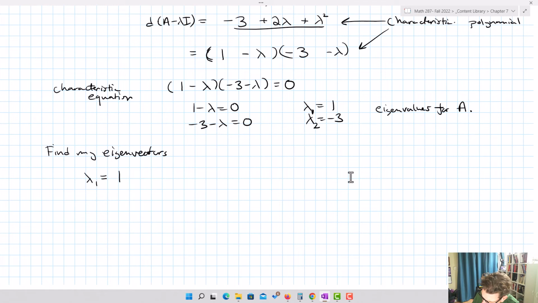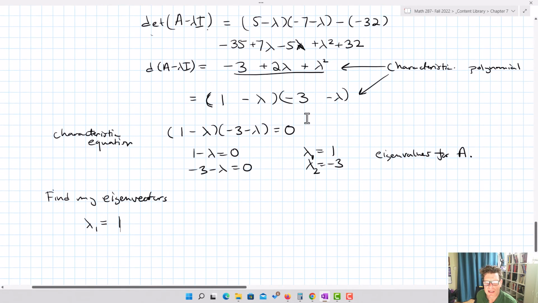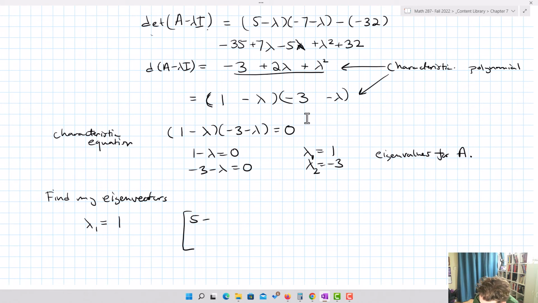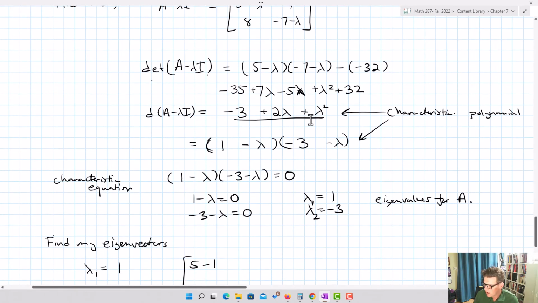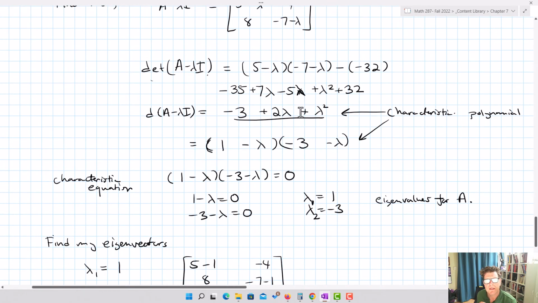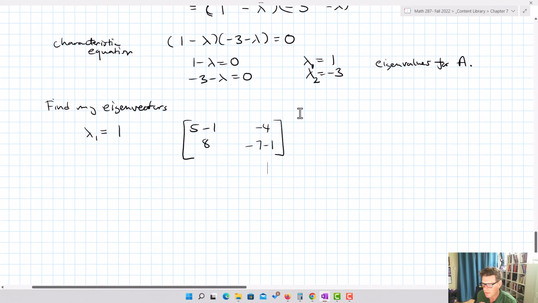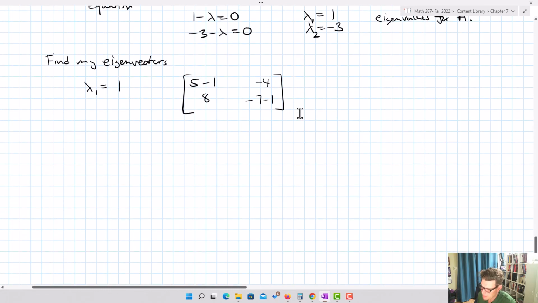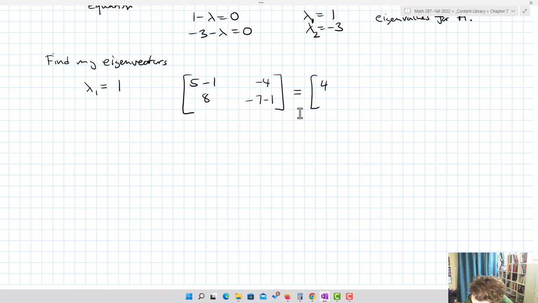Lambda 1 equals 1, and our matrix is going to have 5 minus 1, -4, 8, and -7 minus 1. Let me just ensure that I have that all written out correctly: 5 minus 1, -4, 8, -7 minus 1. So that's for lambda equals 1, and this is going to then equal 4, -4, 8, -8.